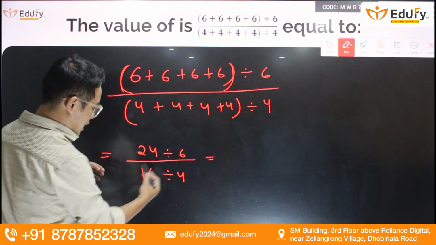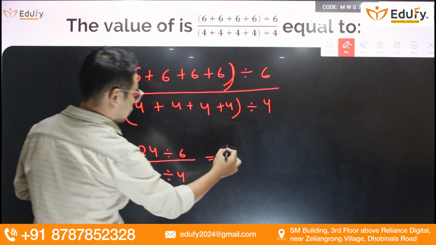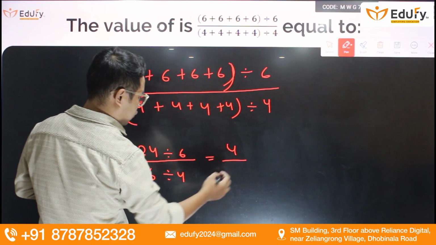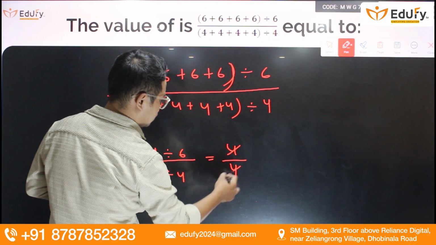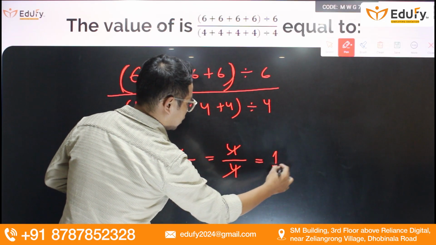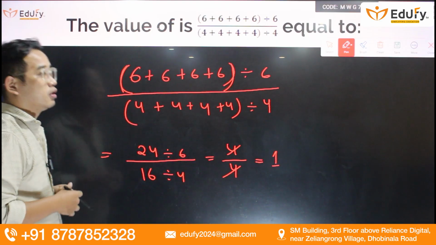Now this is division and division, so I'll divide it. 6 4s are 24 and then 4 4s are 16. So if I cancel out, I'm getting 1 as my answer.